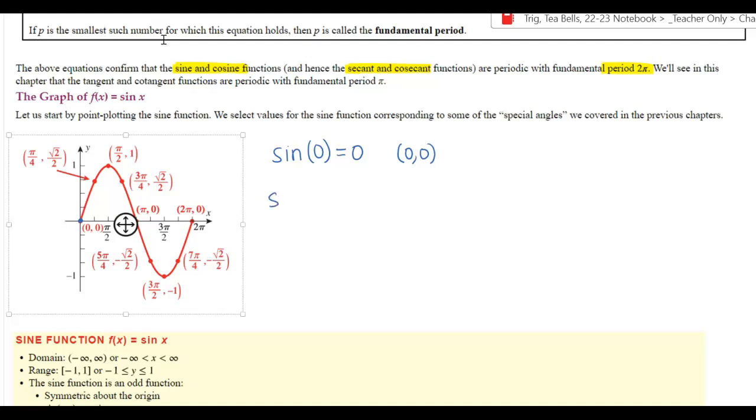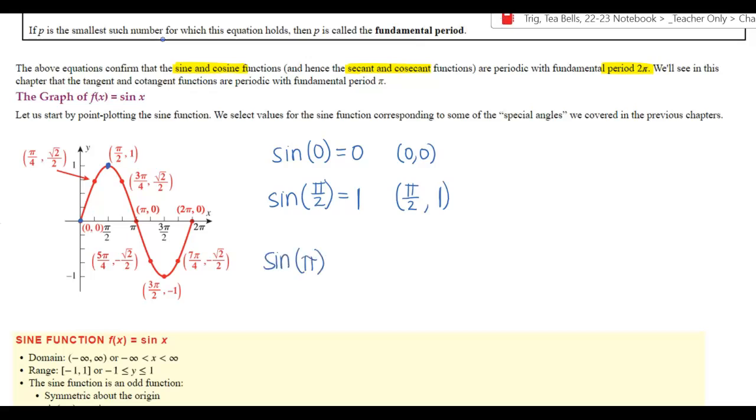Okay, our next value is going to be pi over 2. The sine of pi over 2 is a positive 1. So our next x value is pi over 2, while our y coordinate is at 1. Now we're going to keep moving. Imagine we're rotating around the unit circle. Sine of pi, we're back to 0 because remember we're back on the x-axis. So our next point would be (pi, 0).